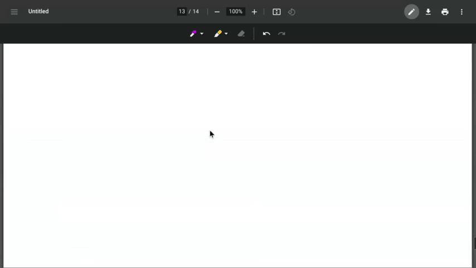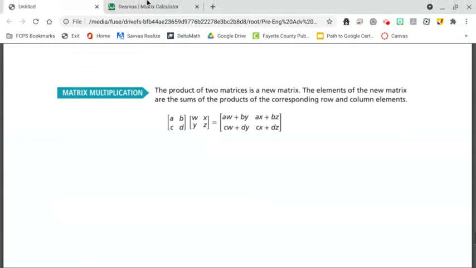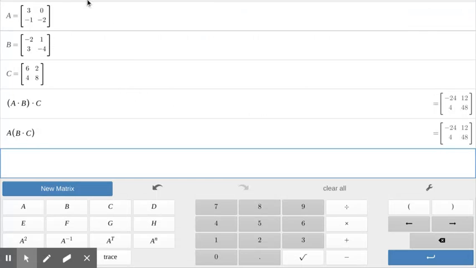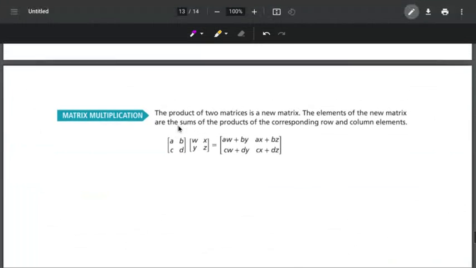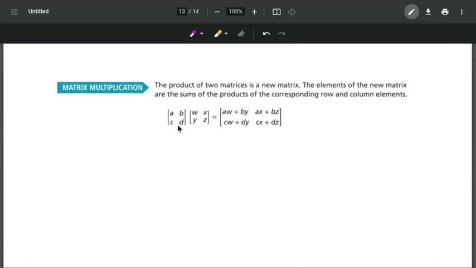All right, so as you're doing these, if you do have to multiply by hand, remember whenever you're multiplying by hand, let's see if I want to get this element right here. That element is row 1, column 1. So I'm going to multiply row 1 by column 1, so A times W, and add the individual elements together. So I'd multiply A times W plus B times Y. And that would give me this element right here.